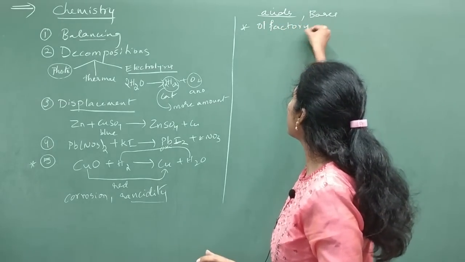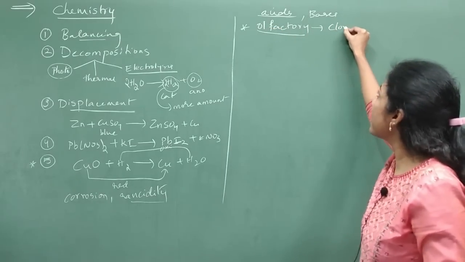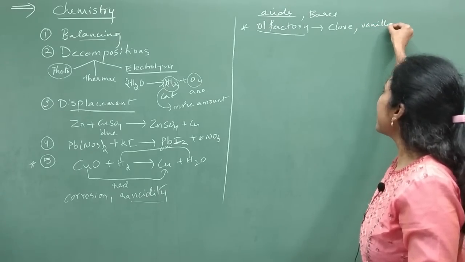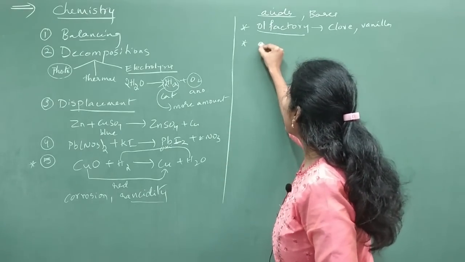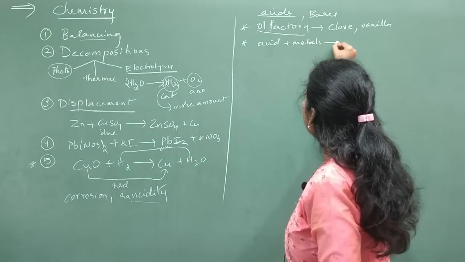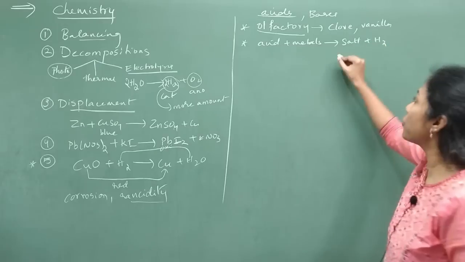Many times this question was asked: olfactory indicators and its examples are clove and vanilla, right? So these are examples of olfactory indicators. And later, the reaction of acid with metals. You will get salt and hydrogen gas, isn't it? Examples you must know how to write.